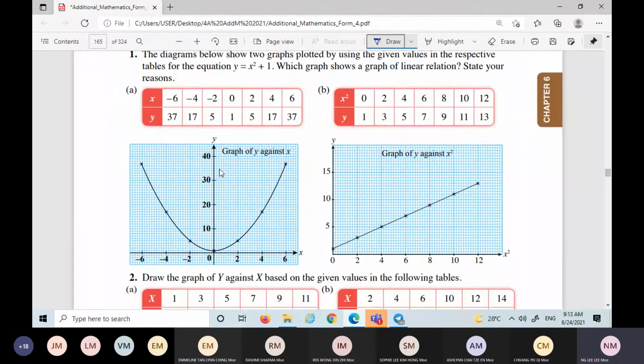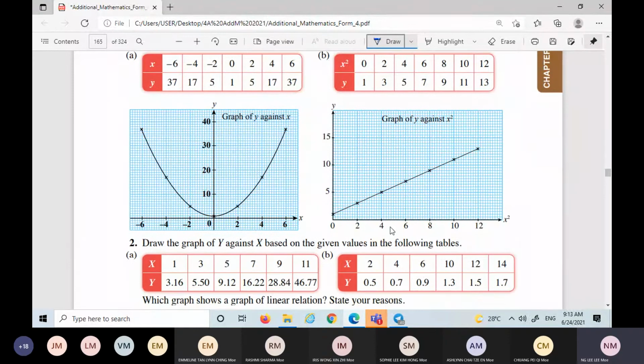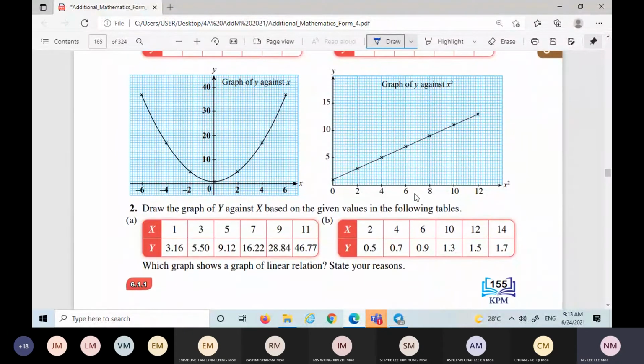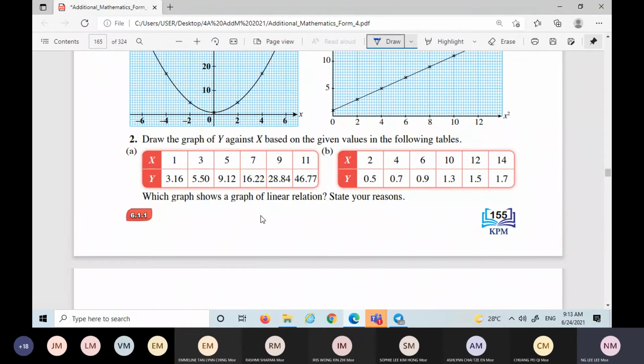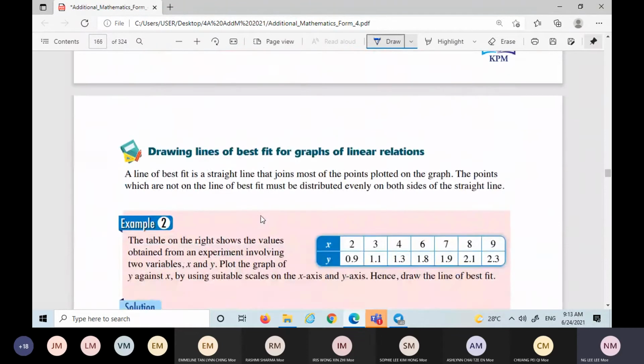Which one is linear? It's very simple. A straight line is linear, therefore B is linear, because this is a straight line. Then look at number 2. Number 2 we don't do because there is no graph, unless you want to go and draw the graph. If you draw the graph and it is a straight line, then it's linear. That's all. Now we go straight away to the second part.